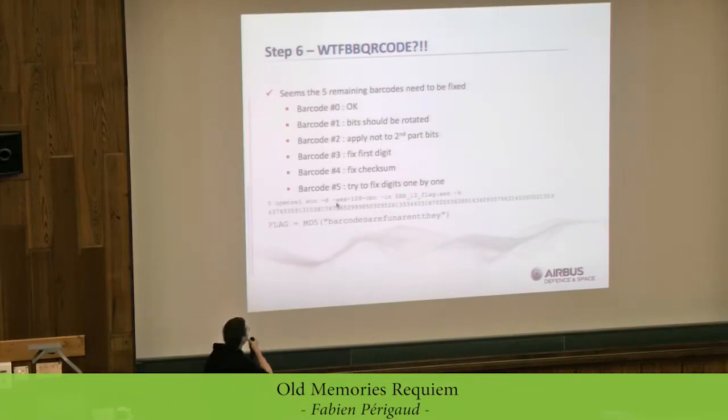Number one is fixing the first digit. Number four is fixing the checksum. And the last one was a bit of a barbecue, and we had to try to fix each digit one by one. And in the end, we have the AES key allowing us to decrypt the flag. I hope you like this one.